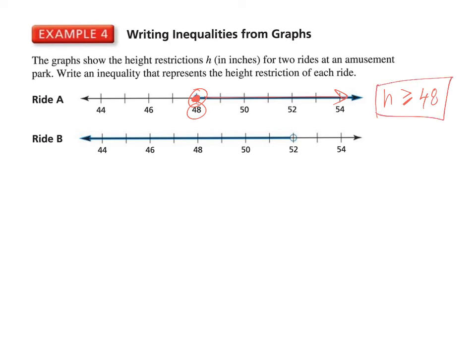That's part A. For part B, we're starting at 52. It's open, and we're going to the left. So the height has to be less than, since we're going to the left. And it's not equal to, since we have an open dot here. So it's just the height is less than 52.